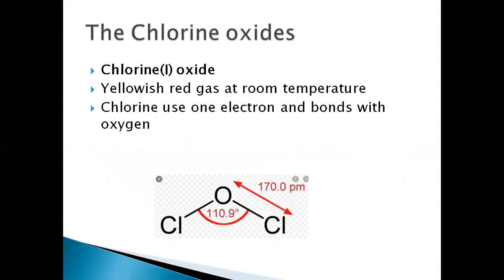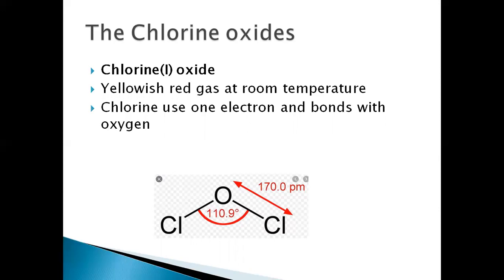Now we move towards chlorine oxide. Like phosphorus and sulfur, chlorine is also present in 2 forms, Cl1 oxide and Cl7 oxide. Cl1 oxide is a yellowish or red gas at room temperature, and chlorine uses 1 electron in the bond with oxygen. When you talk about chlorine 1 oxide, you know that chlorine belongs to group 7, with 7 electrons in its outer shell. It needs only one electron to gain, so to gain that one, it shares its one electron. So chlorine uses only 1 electron in the bond with the oxygen.